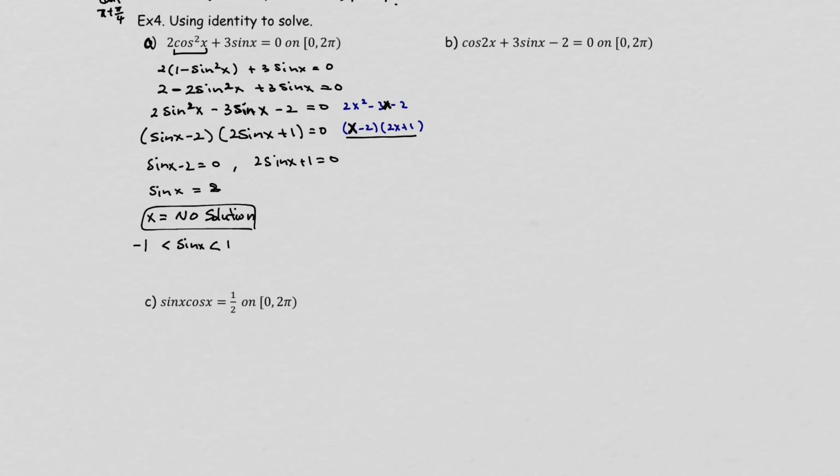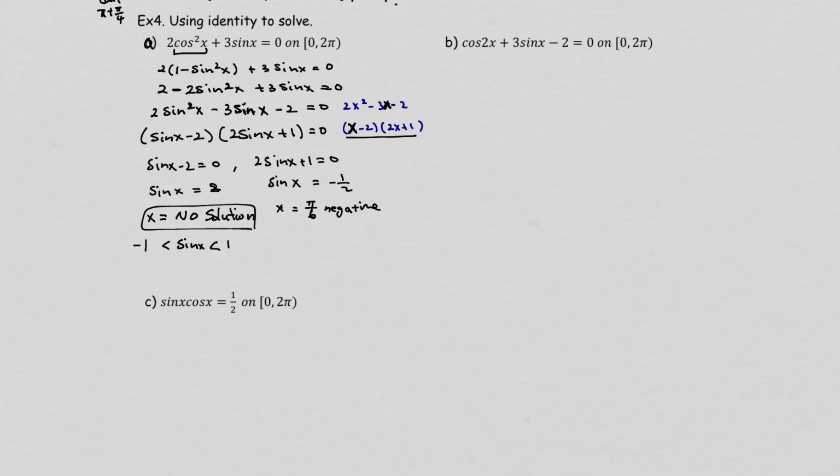This factor, when you subtract 1 and divide by 2, you get sine x equals negative 1/2. So which angle gives you sine value negative 1/2? Sine value 1/2 is going to be pi over 6, right? And this has to be negative, so pi over 6 negative.